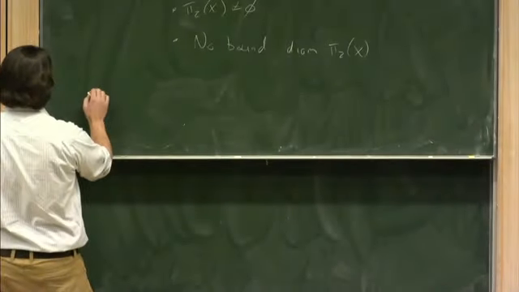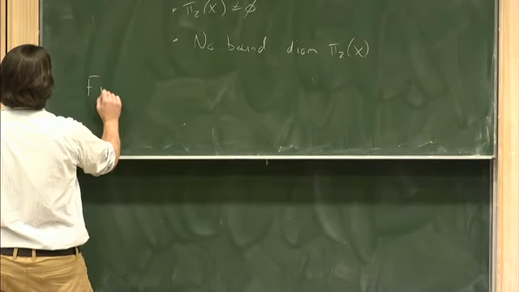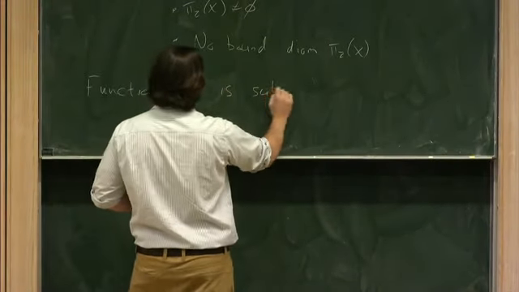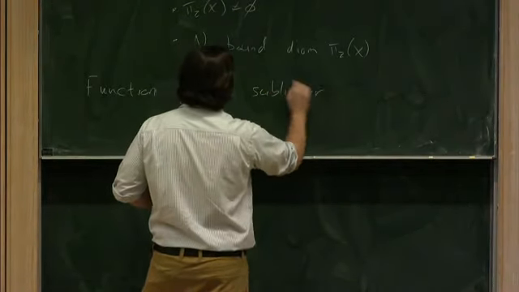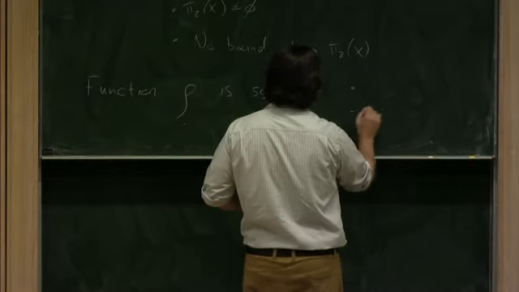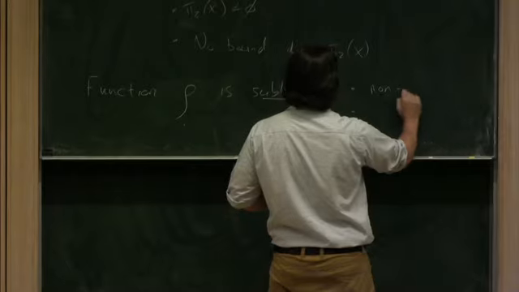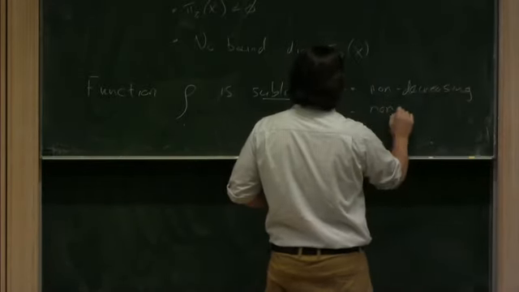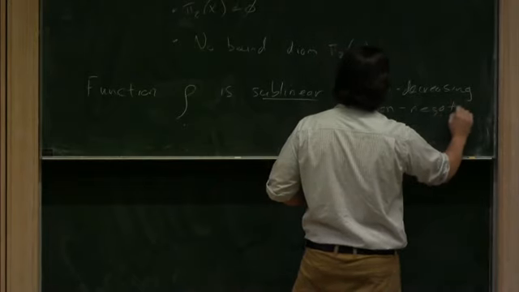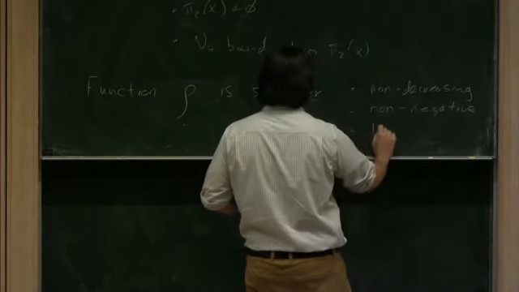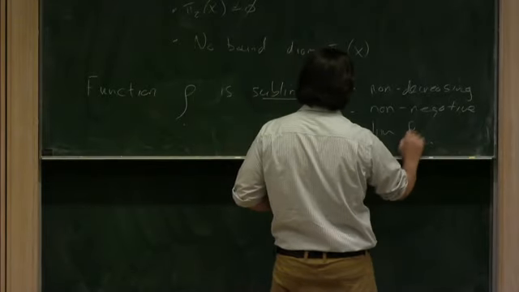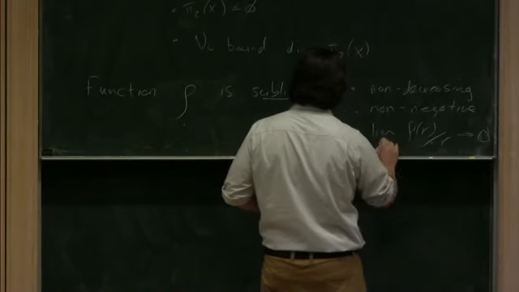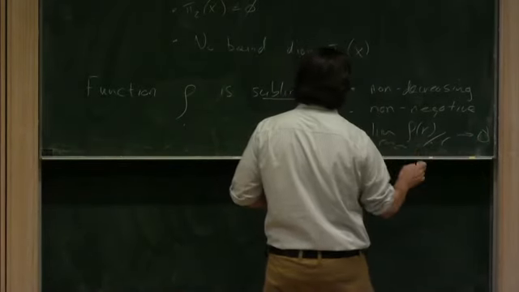Another terminology: if I talk about a sublinear function rho, I mean that it's non-decreasing, non-negative, and that the limit of rho(r)/r goes to 0 as r goes to infinity.